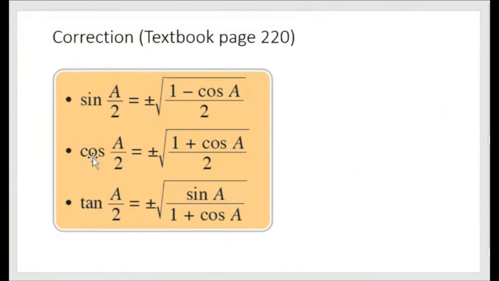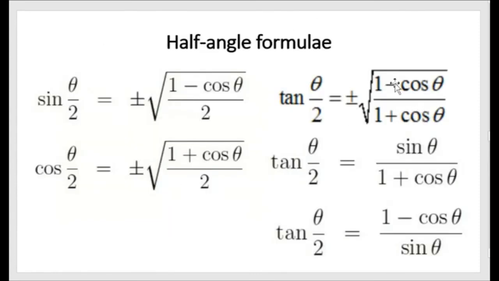So now I'd like you to look at this one. This is a correction for your textbook, page 220. Here are 3 formulas, right? 3 formulas for the half angle formula. So which one is wrong? There is 1 formula that is wrong. Which one is wrong? First or second or third? Sine, cos, and tangent. Which one is wrong? Can anyone tell me? No, sine, cos, no problem. You refer back here, 1, 2, 3, this one no problem.